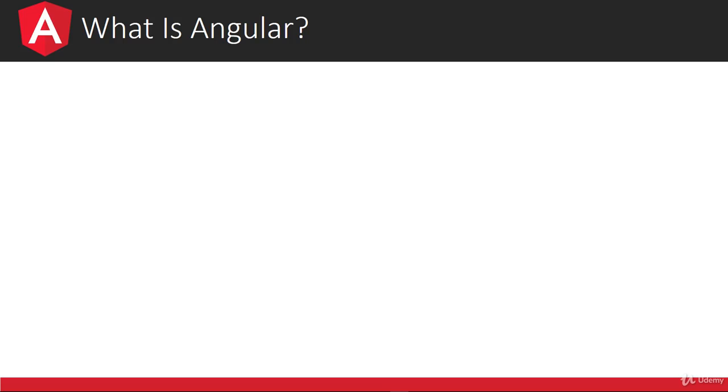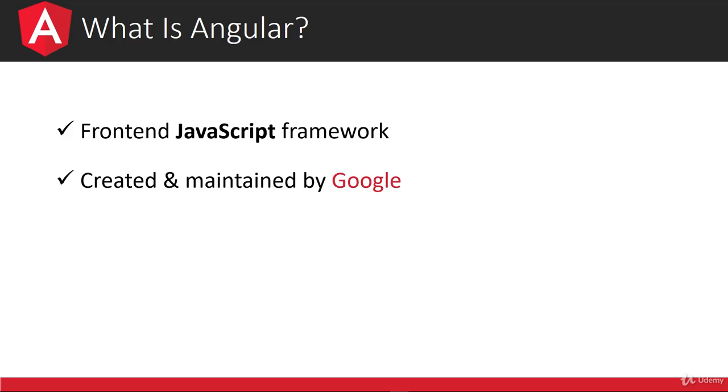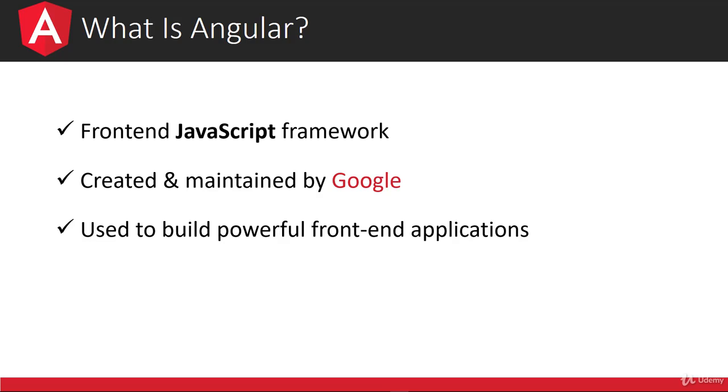So what exactly is Angular? Angular is a front-end or client-side JavaScript framework which was created and is still maintained by Google. It's used to build incredibly powerful front-end applications. Front-end meaning that it runs on the client side, on the user's computer. Now it is possible to run Angular on a server using something like Universal, but first and foremost it's a client-side framework.